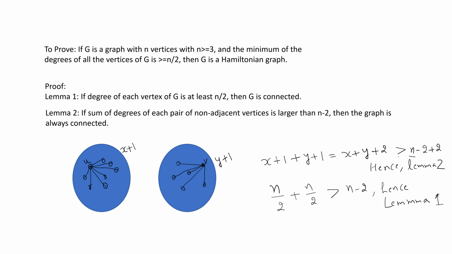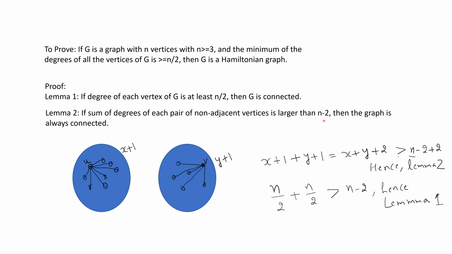Let's now try to prove lemma 1. In lemma 1, we are saying if the degree of each vertex of G is at least n by 2, then G is connected. If we are given that the degree of each vertex is at least n by 2, will this be true if the sum of degrees of each pair of non-adjacent vertices is larger than n minus 2? What is the minimum sum of degrees of each pair of non-adjacent vertices?